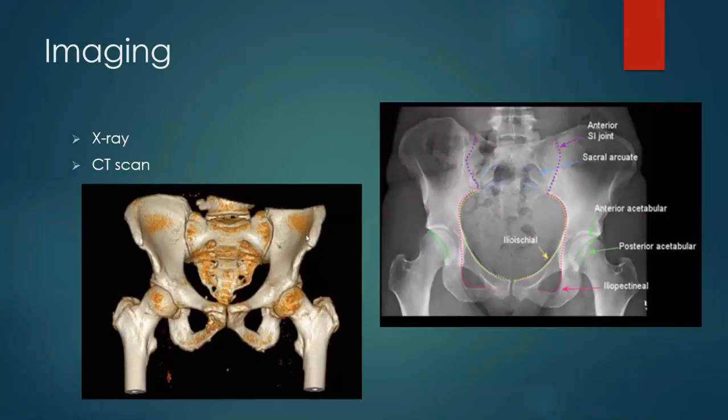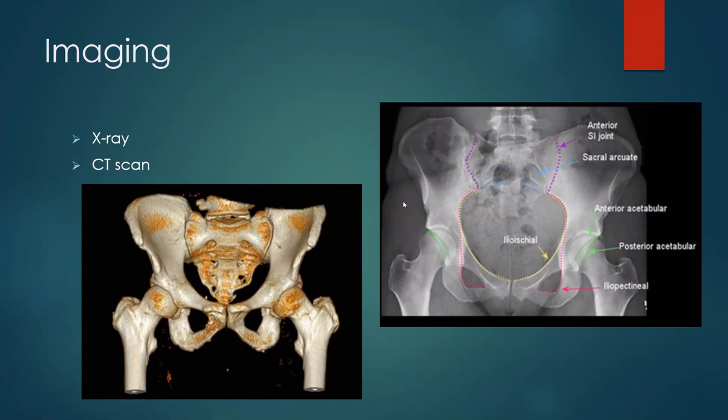So when we have a patient with a pelvic fracture, you can do an X-ray. With the X-ray, you have to know the normal anatomy. Here is the sacroiliac joint, here is the iliopectineal line, and here is the ilioischial line, and the anterior and posterior part of the acetabulum, the symphysis pubis, the ilium and the ischium, and the pubic rami.